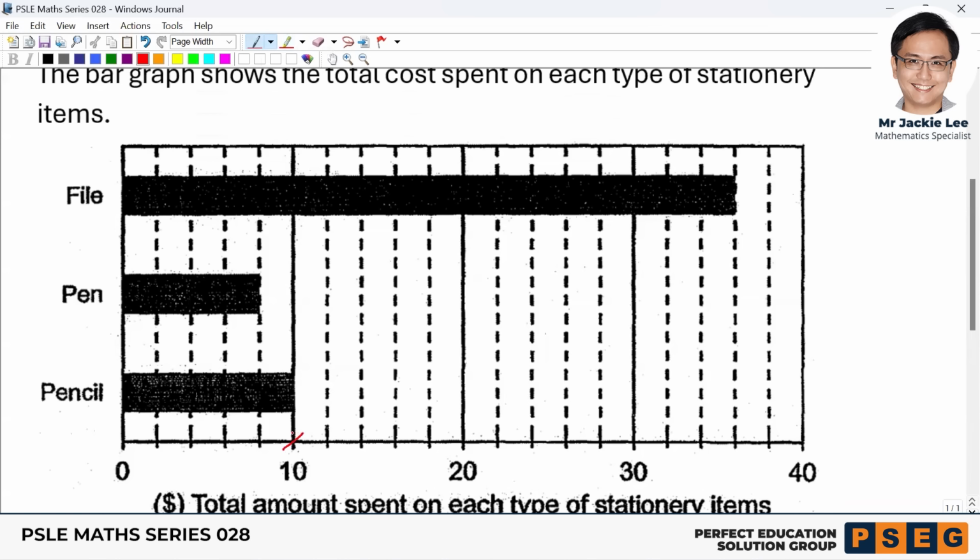Pencil, of course, is very easy to read. This one will definitely be 10. Now, but for pen, you read carefully. This one we have altogether 5 spaces here. So 10 divided by 5 should be 2.